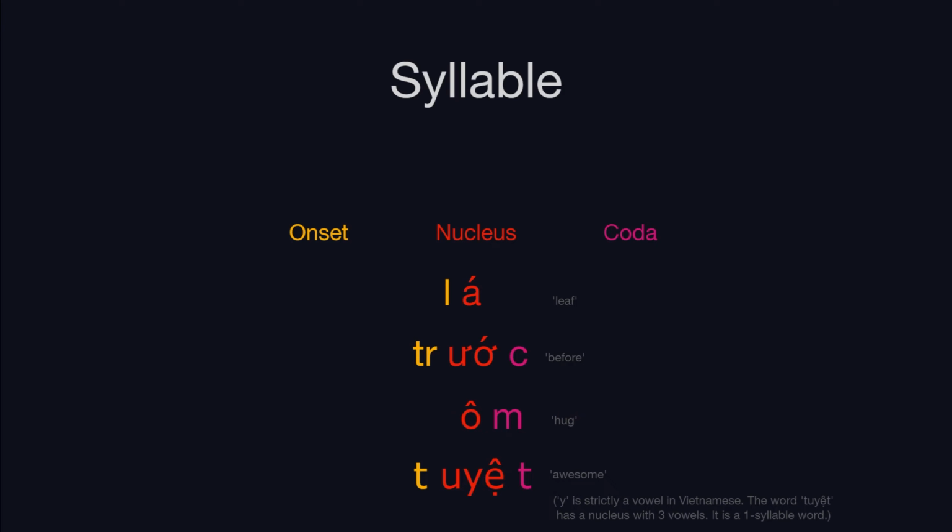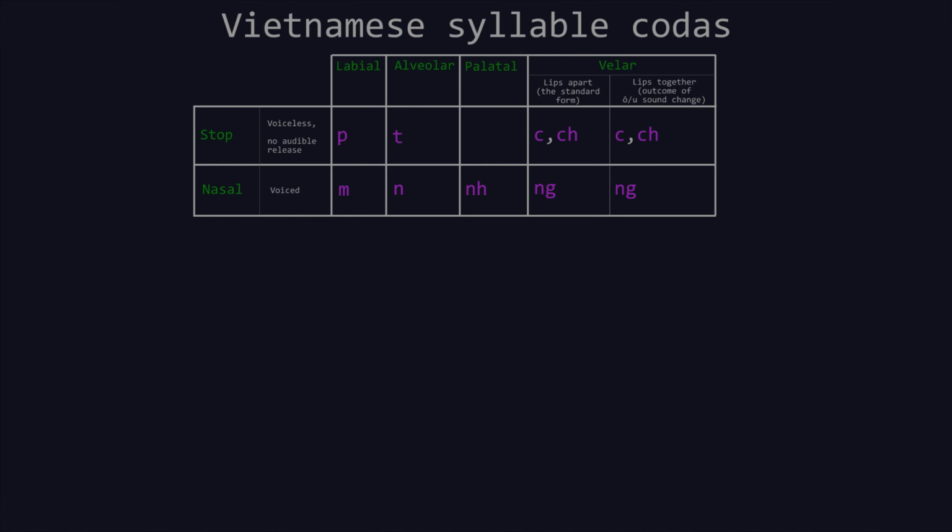And furthermore, the consonant used in the coda has to come from this group. And this group is the last thing we need to cover before we're done with the consonants. So let's take a look at it. The first thing I want to draw your attention to is this feature here, which says no audible release.